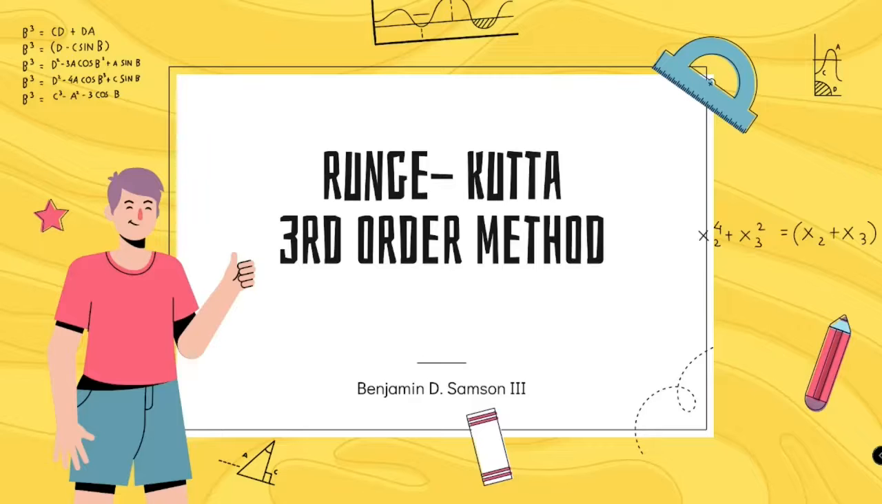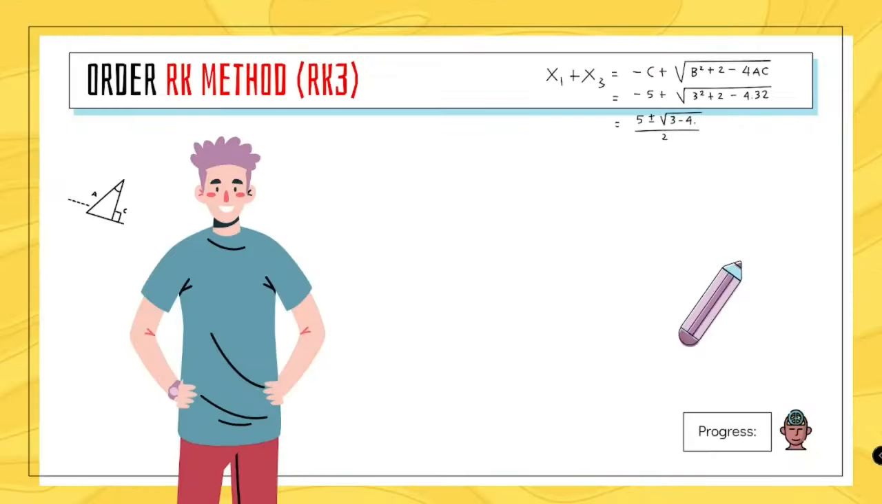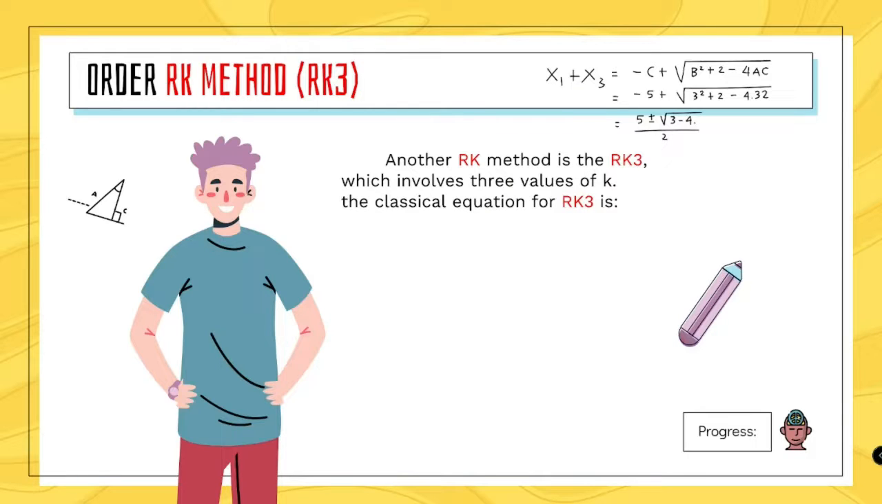This is the third order Runge-Kutta method. Another RK method is the RK3 method, which involves three values of k. The classical equation for RK3 is y sub n plus 1 equals y sub n plus h over 6 times k sub 1 plus 4k2 plus k3, where k sub 1 equals function of x sub n and y sub n.